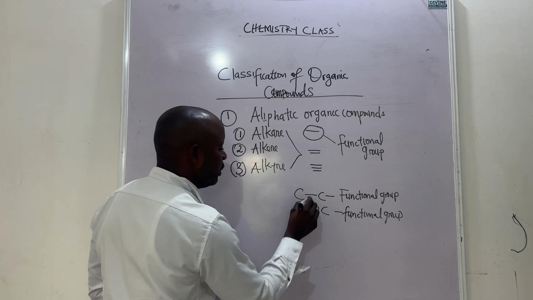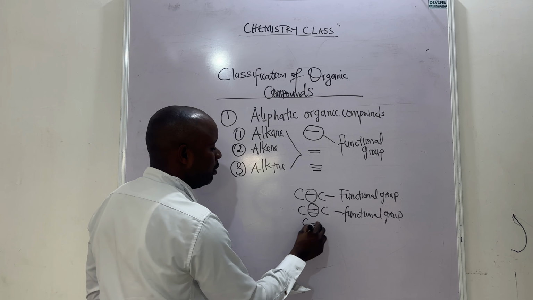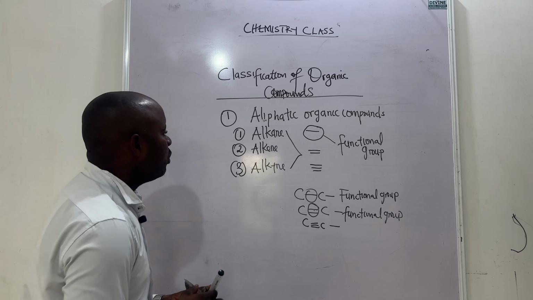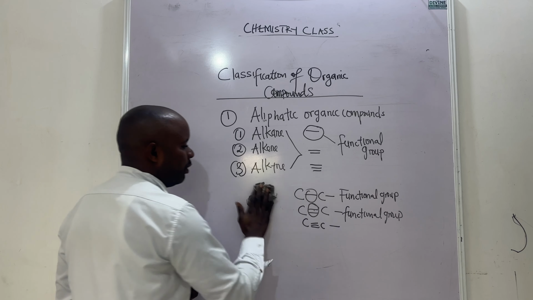So this is a single bond. This is a double bond. The one with a triple bond, known as what? This is the functional group of this alkane. By so doing, I'm going to talk more about each of these families using a very specific family example.